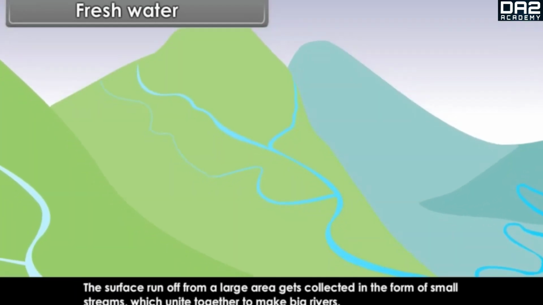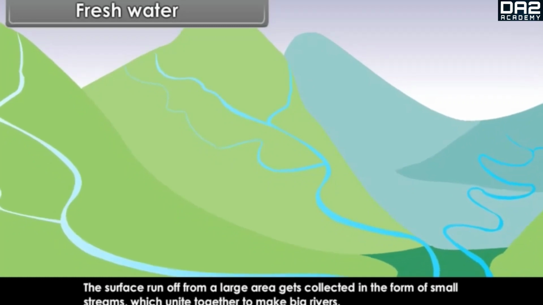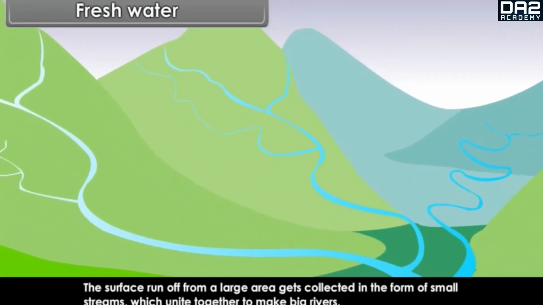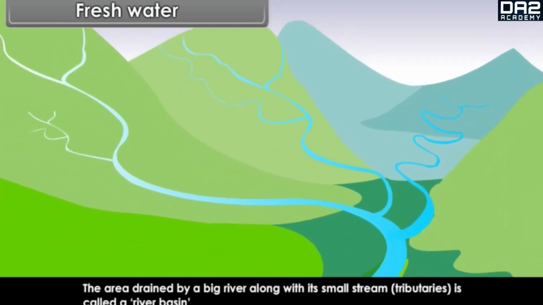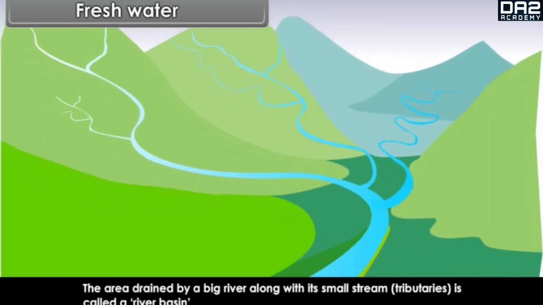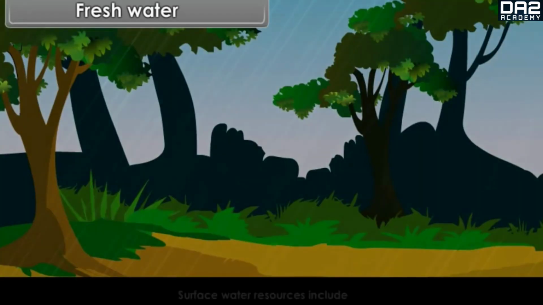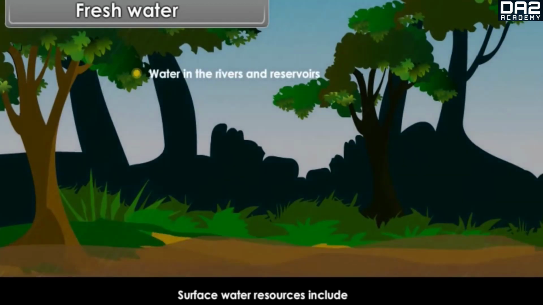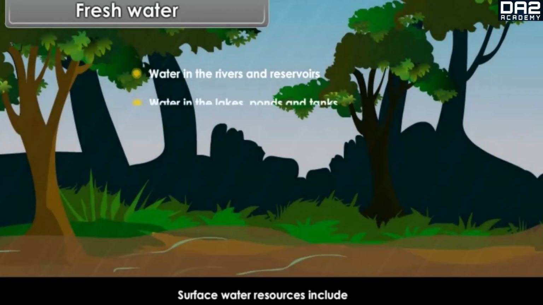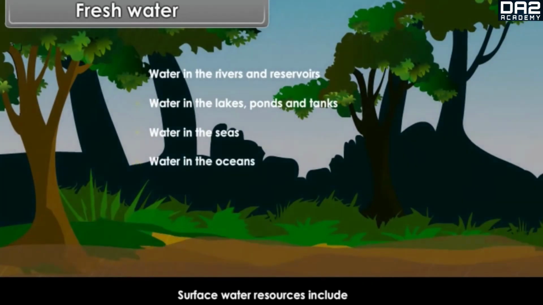The surface runoff from a large area gets collected in the form of small streams which unite together to make big rivers. The area drained by a big river along with its small streams, tributaries, is called a river basin. Surface water resources include water in the rivers and the reservoirs, water in the lakes, ponds and tanks, water in the seas, and water in the oceans.